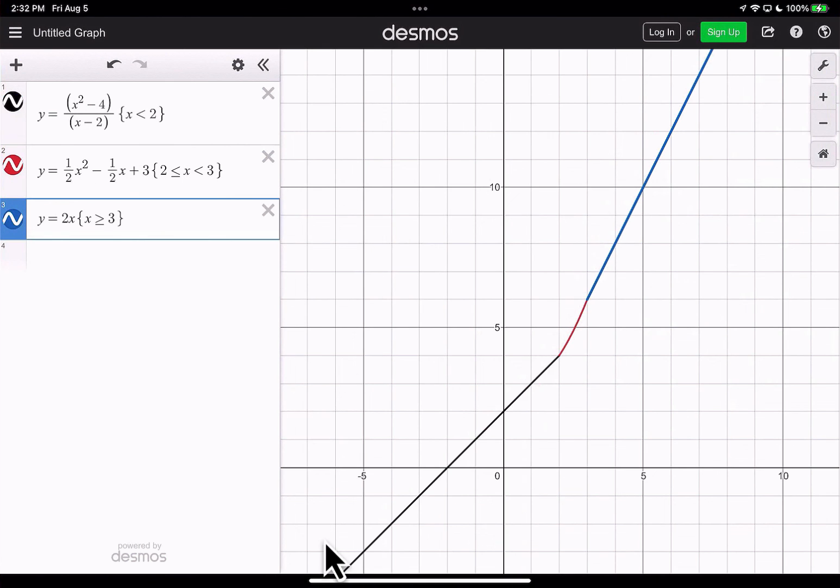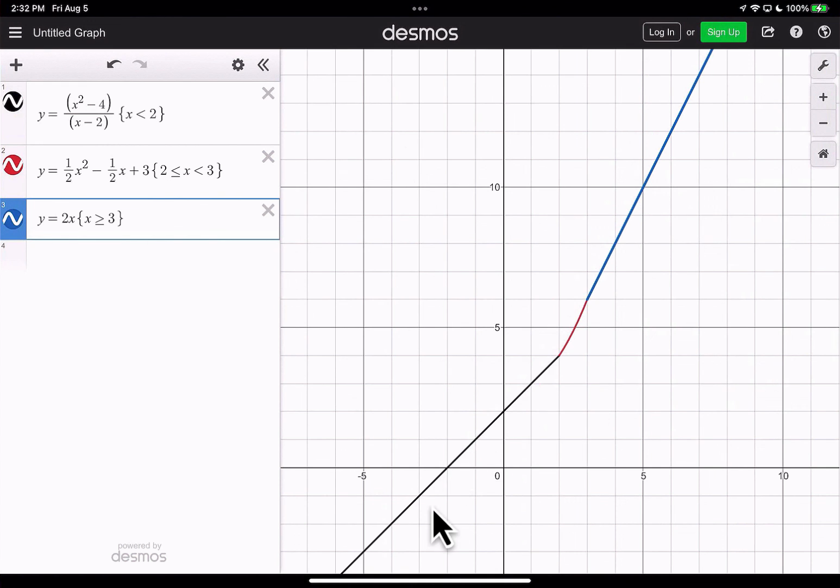So there's the black part. The quadratic or polynomial applies only when x is between 2 and 3, including 2 but not 3. That's the red part over here. And y equals 2x applies when x is greater than or equal to 3. That's the blue part right here.